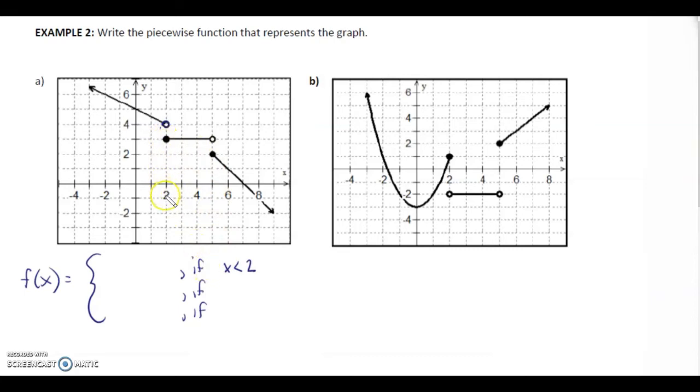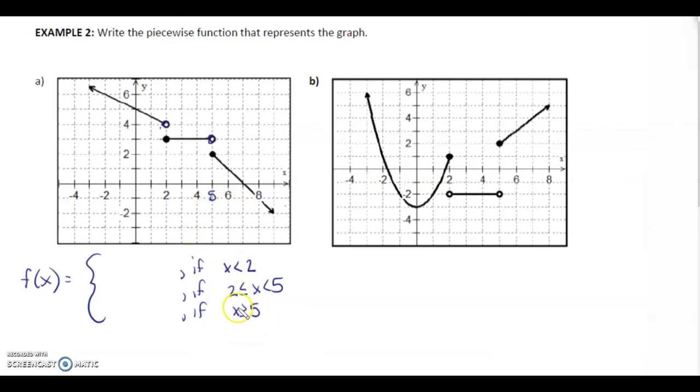Okay, the second one is on 2 to 5. 5 is open, 2 is filled in. So it's on 2 and includes 2, and then 5 but doesn't include 5. Okay, and then the third one, again, aligns. So that's so beautiful, it's so easy, and it goes from 5 to infinity. So x is greater than or equal to 5. Okay, so that is an easy part of this.